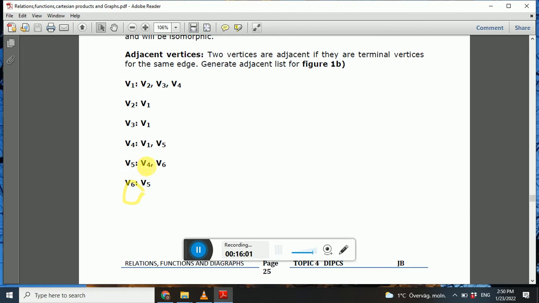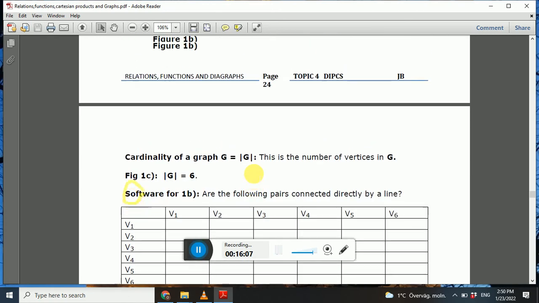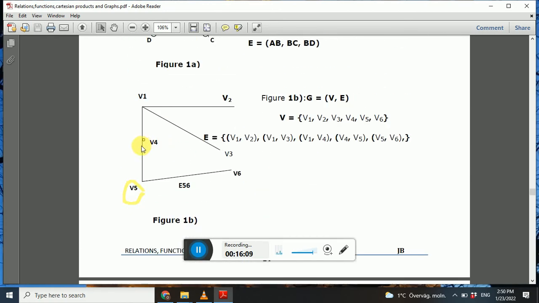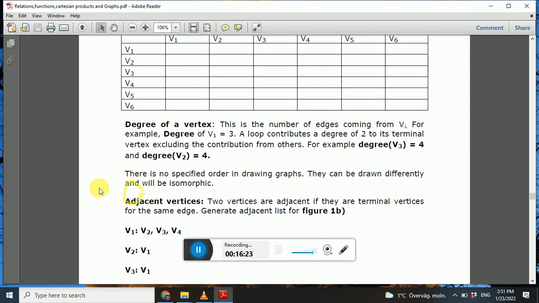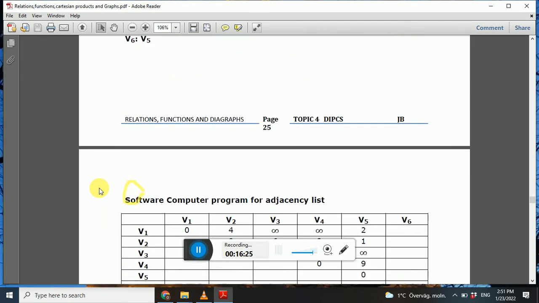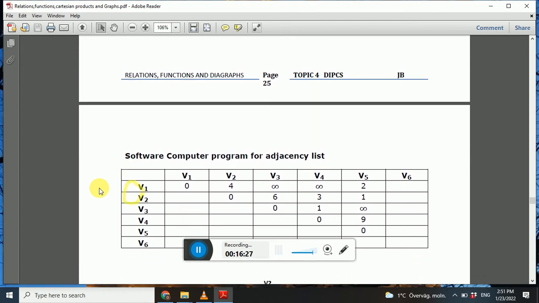V5 and V4 are terminal vertices. Let me see from the graph. I don't remember this. V5 and, oh my god, yes, they are V4 and V5. There is an edge connecting them. So they are terminal vertices for that edge. Okay. So you go through the rest and find out.